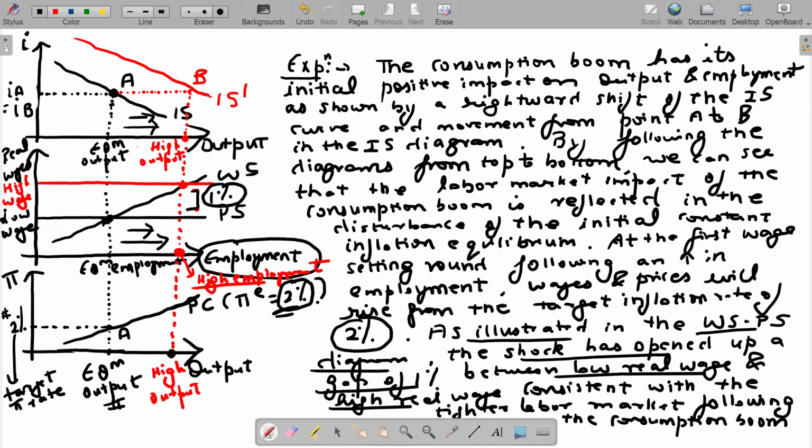I'm repeating it once again. If we assume that inflation is constant at 2%, workers will start demanding higher nominal wages because employment and output have gone up, and higher nominal wages would lead to higher real wages by exactly 1%. Now, the nominal wages of the workers will increase by how much?